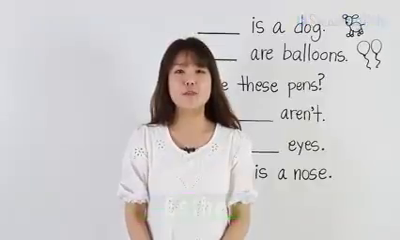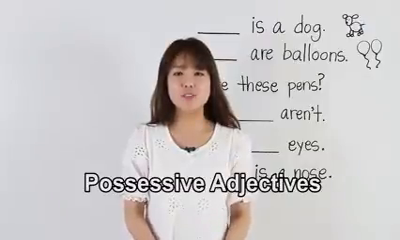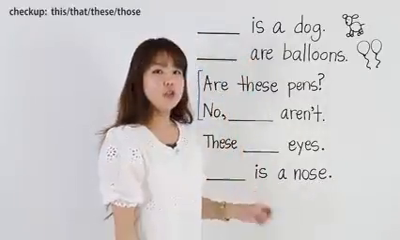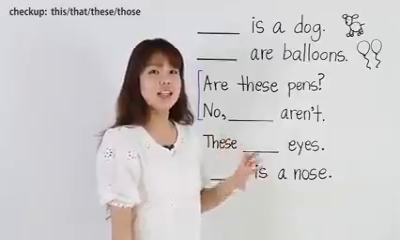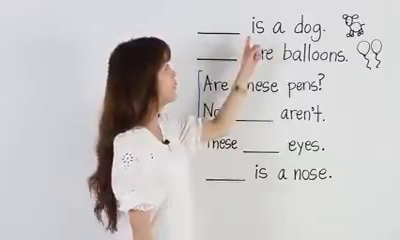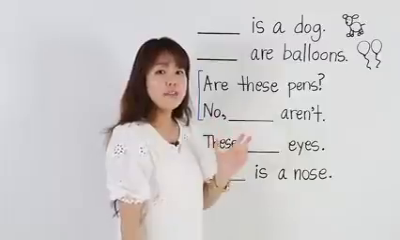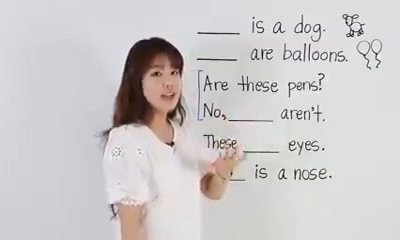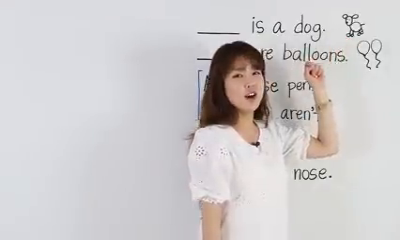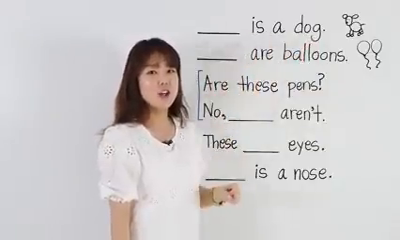This is a checkup for this, that, these, those, possessive adjectives, and possessive pronouns. Now here I want you to focus on this, that, these, and those. So here's the first example. We have a dog, one dog. So we have to use this or that. If it's close, I say, this is a dog. If it's far away, I say, that is a dog.